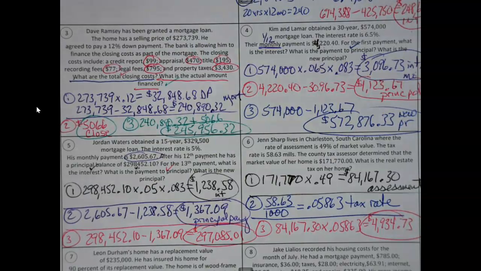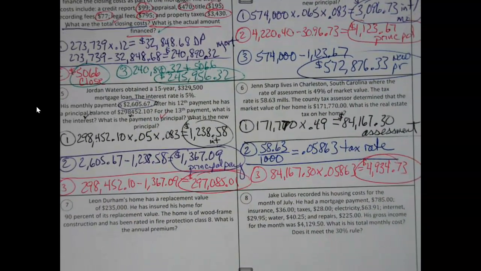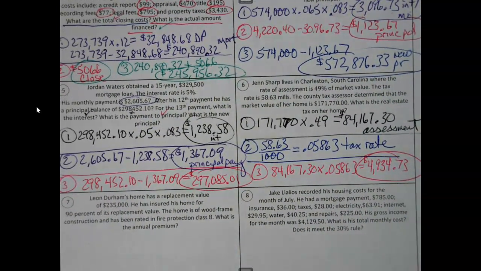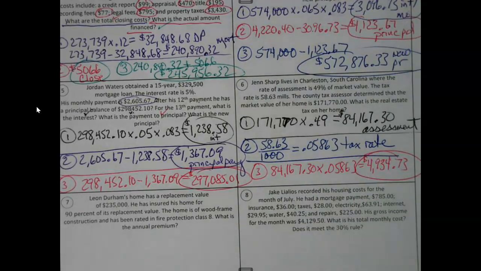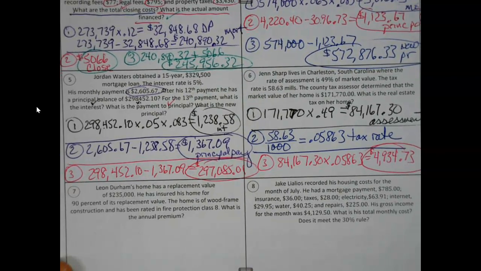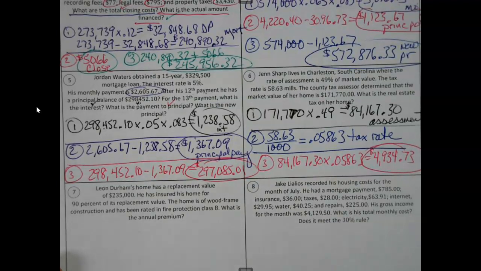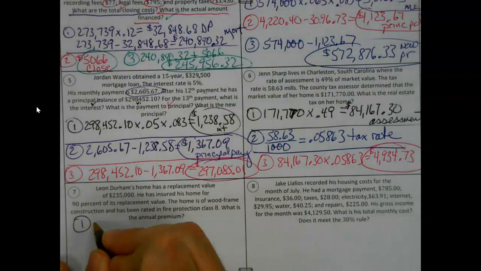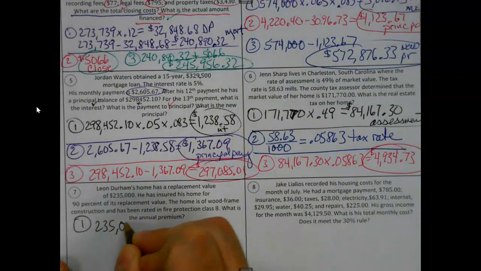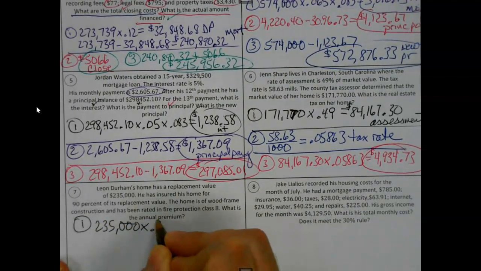And there's the actual number we're looking for. Again, the accountants get the big bucks for going through all the generalized things here, and not necessarily for the crazy math. So okay, Leon: replacement value of $235,000, insured his home for 90% of the replacement value. Knowing we're going to have to do that anyway, let's knock that out.